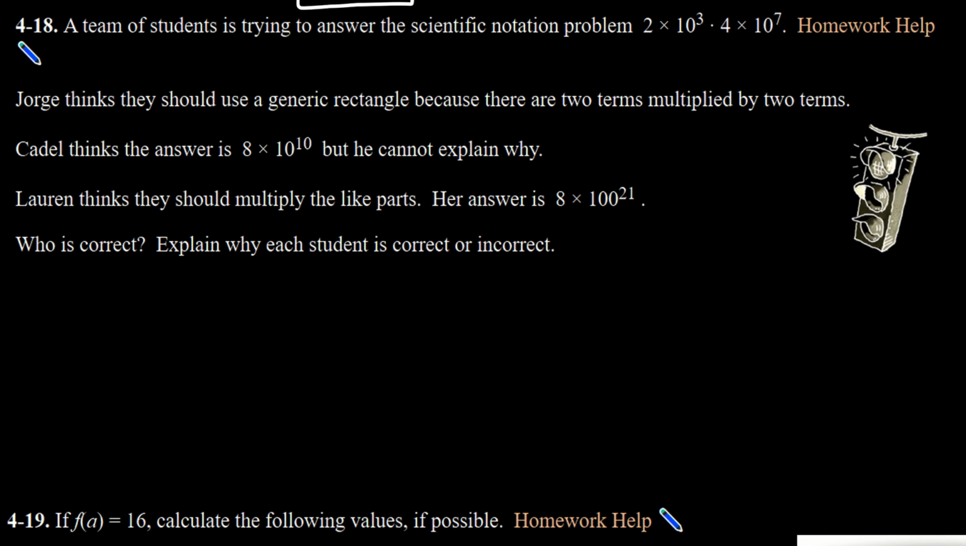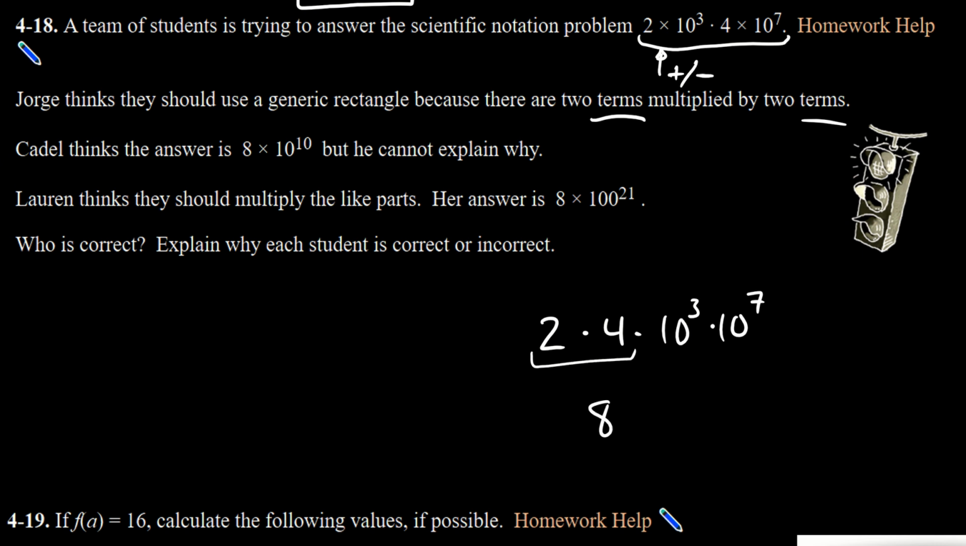Okay. I'm going to play referee here. First of all, this whole thing about there being two terms, there's not two terms. Terms are those things that are separated by addition or subtraction, right? In fact, this whole thing is just one product, so there's just one term there. And I could rearrange it because multiplication is commutative. I could write it as 2 times 4 times 10 to the third times 10 to the 7th. And 2 times 4 is the number 8.